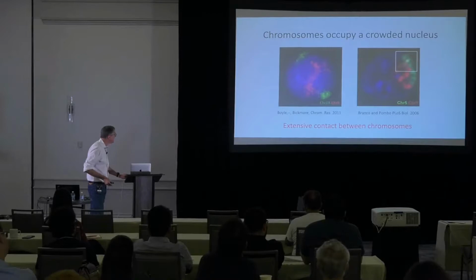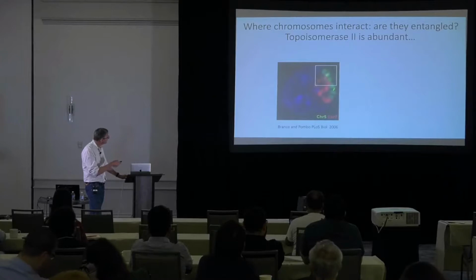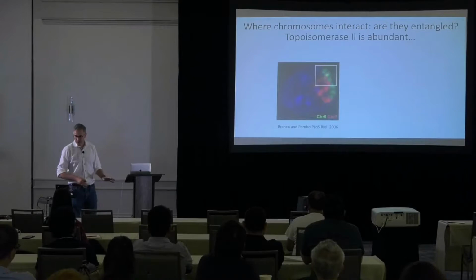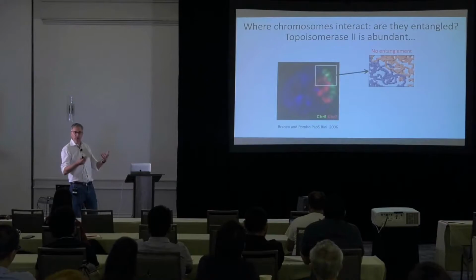So the question is, if it's a crowded nucleus and we have these interactions between the chromosomes, and we know topo II is very abundant, there are about 500,000 topo II enzymes per nucleus, do they become entangled locally? Do these chromosomes actually become entangled topologically at the local level?